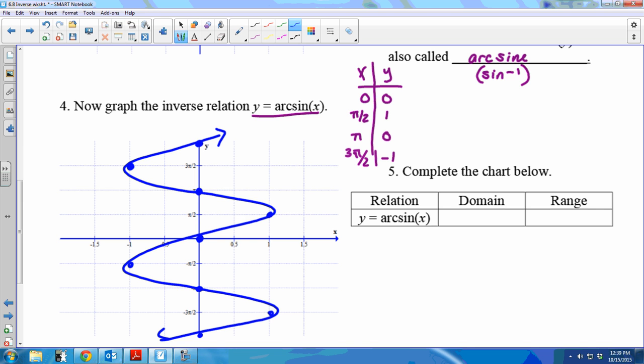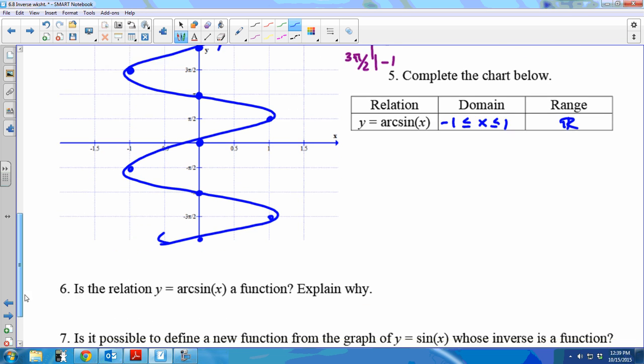What's the domain for arcsine? Right, it's the range of what sine was. If you flip the variables, the domain and range are inverted. The domain is x is bounded by negative 1 and 1, right? The curve keeps going between negative 1 and 1 and doesn't go beyond that. So then what's the range? All real numbers, because every y could be used. Questions so far?